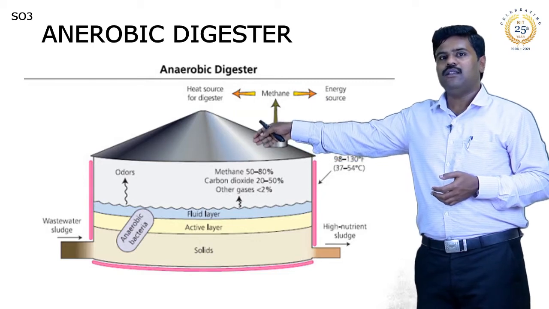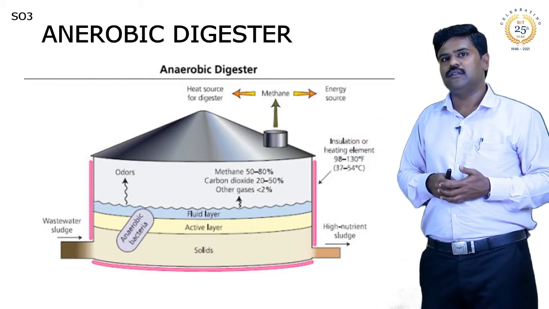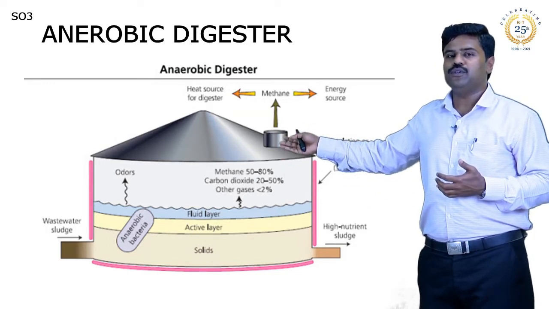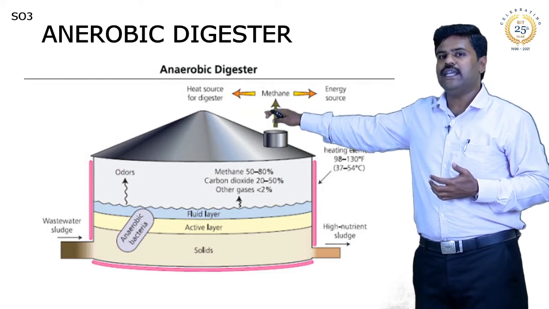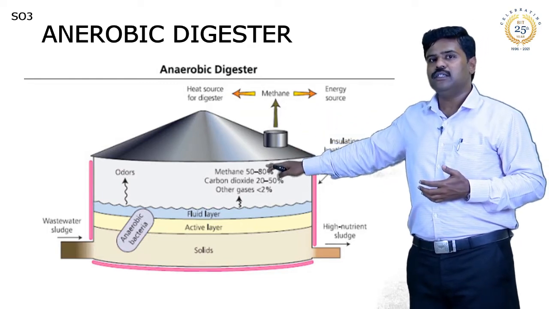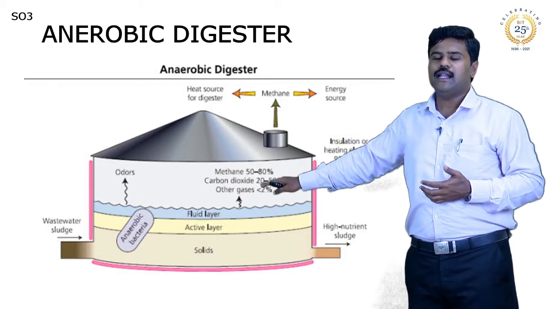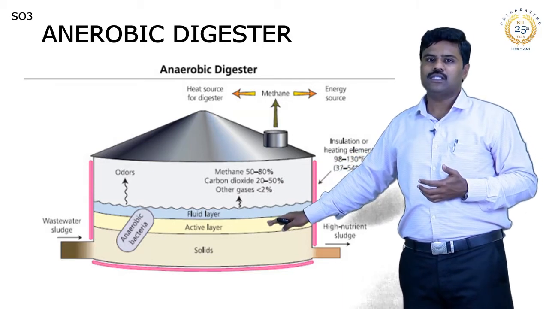From one side, all the organic waste will get inside the anaerobic digester. Once the anaerobic decomposition is over, the gas will get produced and accumulated at the top portion. This is the headspace. If you look here, you can see the 3 layers. The top layer is going to be the fluid layer, the middle layer is going to be the active layer, and the bottom is going to be the solid.